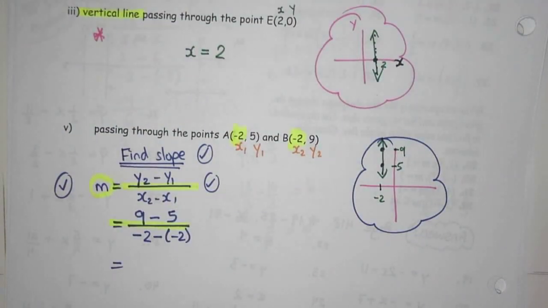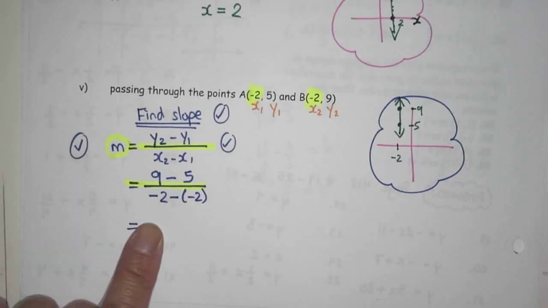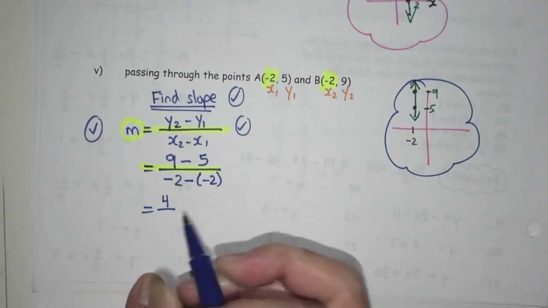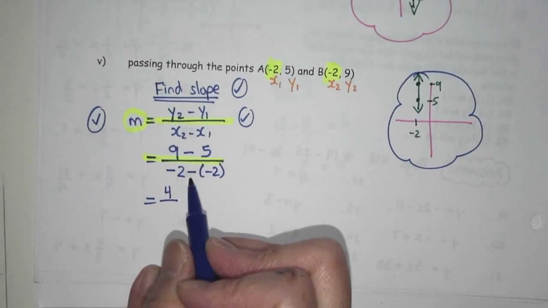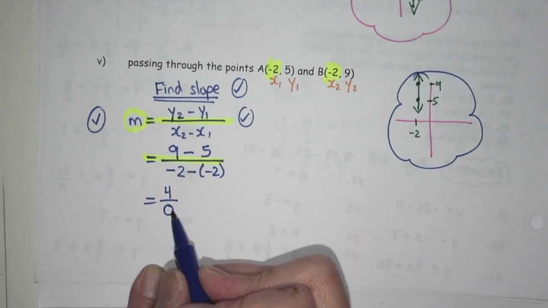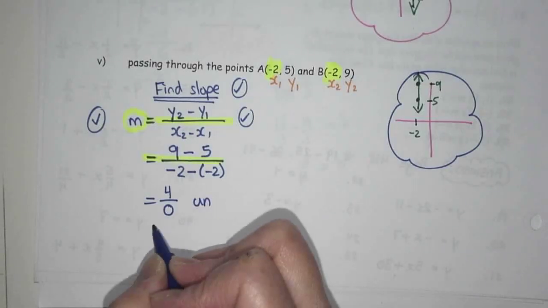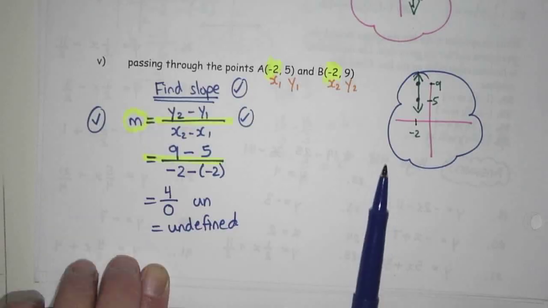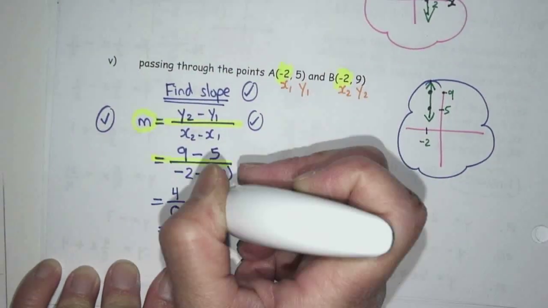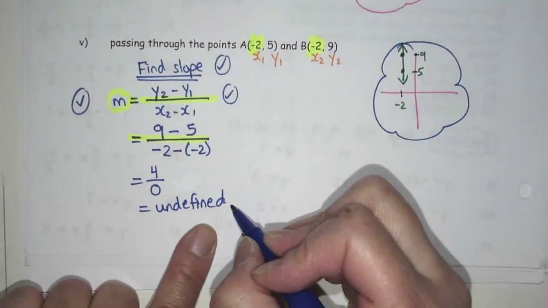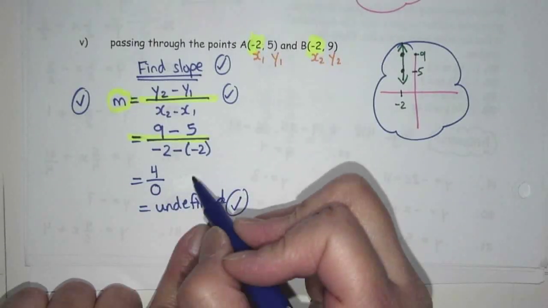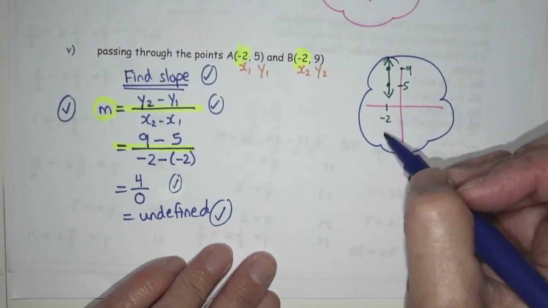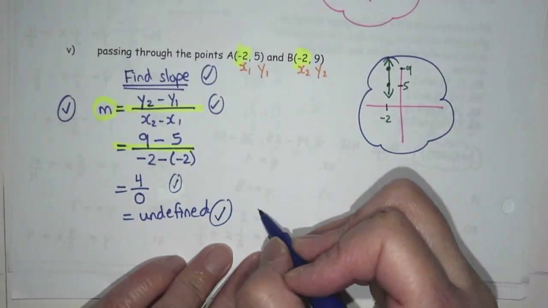So if you see that, you can skip right to the equation. But if you didn't see it, look, 9 minus 5 is 4, and on the bottom I get negative 2 minus negative 2, which is 0. This is undefined. That is an undefined slope. Whenever you get a 0 on the bottom, it means it's an undefined slope. So you write undefined, and you go, oh, that's cool. An undefined slope tells me that it's a vertical line.